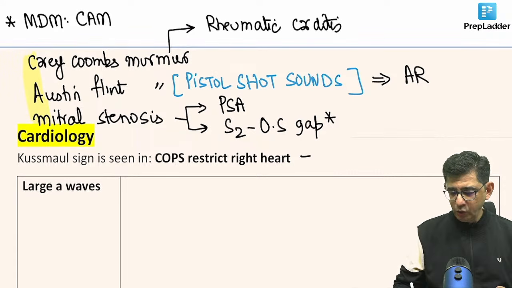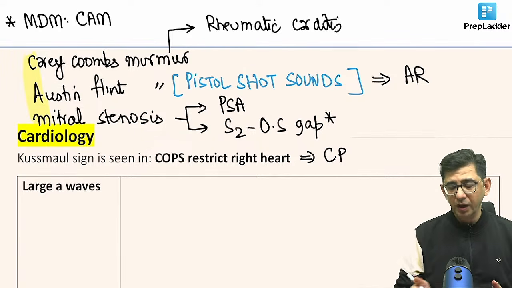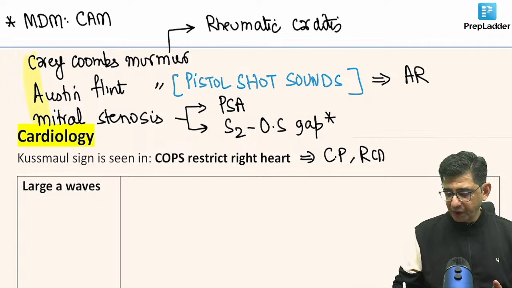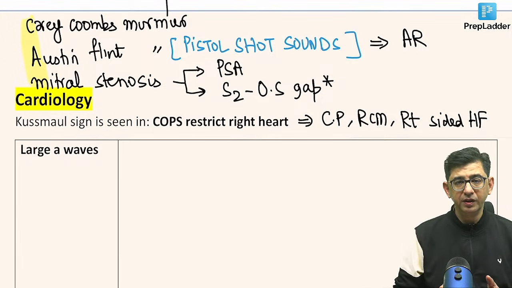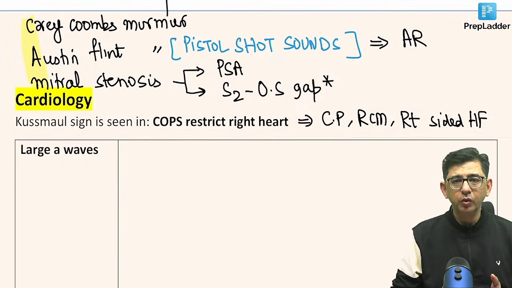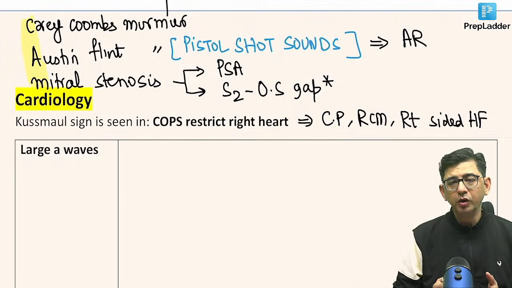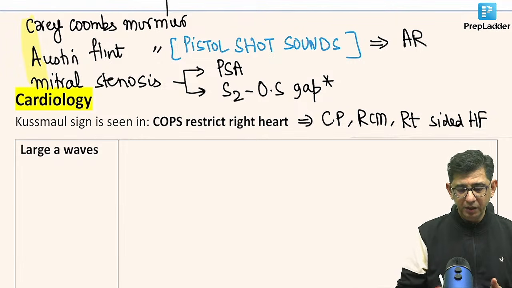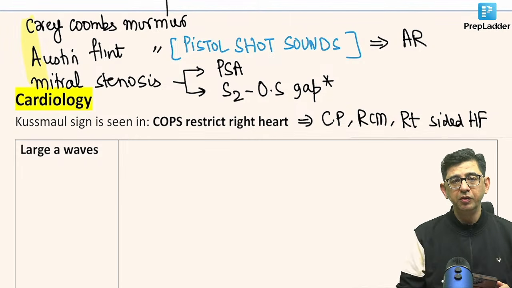The second aspect to be remembered for today evening is Kussmaul sign, which would be seen in conditions restricting the right heart. So again, you know that C would be for constrictive pericarditis and not for cardiac tamponade. R would be for restrictive cardiomyopathy, and then right-sided heart failure. Now, he writes down right-sided heart failure as inferior wall MI or cor pulmonale. That is his hassle, but you just need to remember that the C here is not going to be cardiac tamponade. It is constrictive pericarditis, restrictive cardiomyopathy, and then right-sided heart failure is the second bit of information that you need to remember.